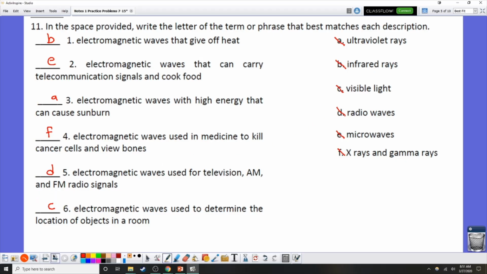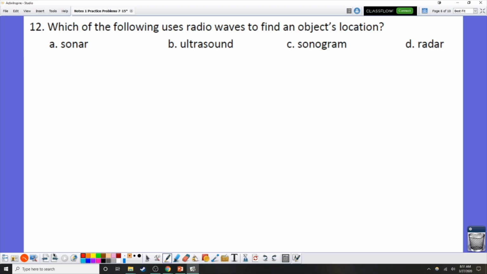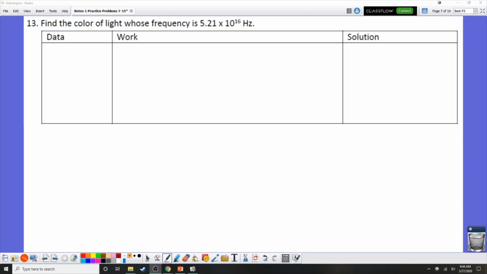All right, number 12. Number 12 says, which of the following uses radio waves to find an object's location? So we're using radio waves to find an object's location. So is that sonar, ultrasound, sonogram, or radar? The answer, of course, is going to be radar. Because radar is an acronym that stands for radio detection and ranging. So don't forget that.